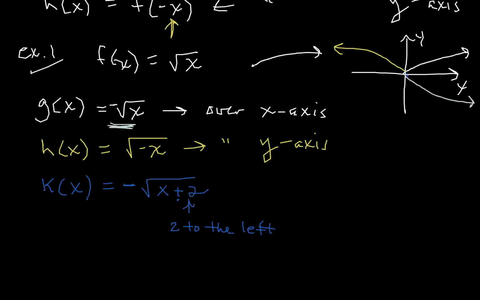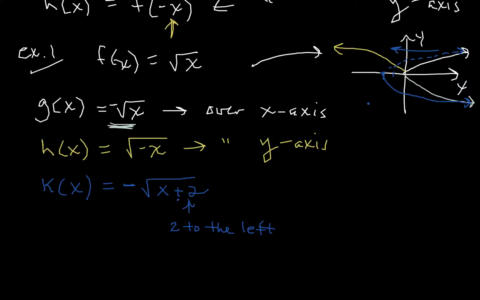So this function, this white one, it's going to move us 2 to the left. It's going to go over here. And then it's going to flip. So if I just did it 2 to the left, it would look like this, right? But it's going to flip over the x-axis. So this function, the blue one, is going to look like this. It did a double thing. It moved to the left 2 because it's a plus 2. And then it flipped over the x-axis.